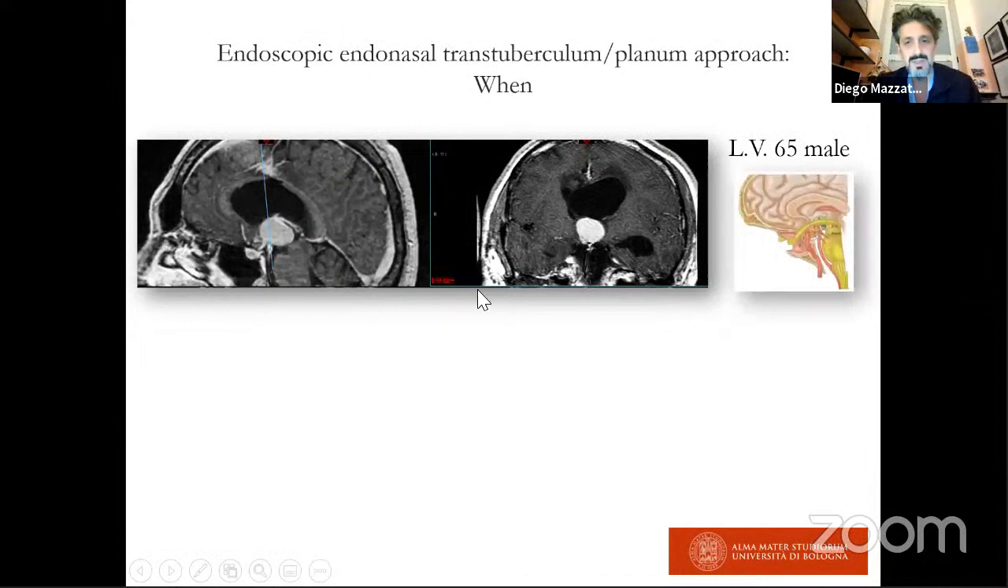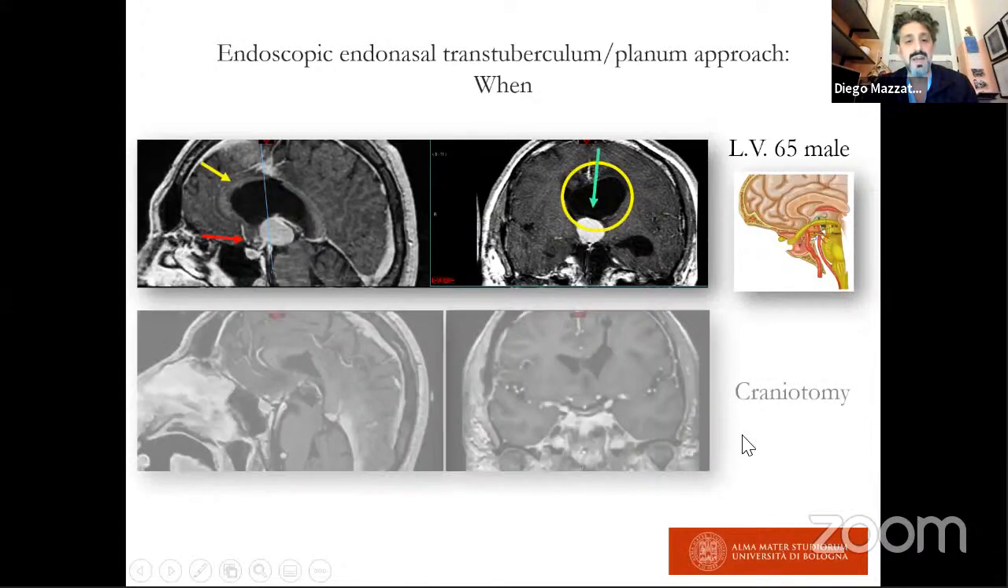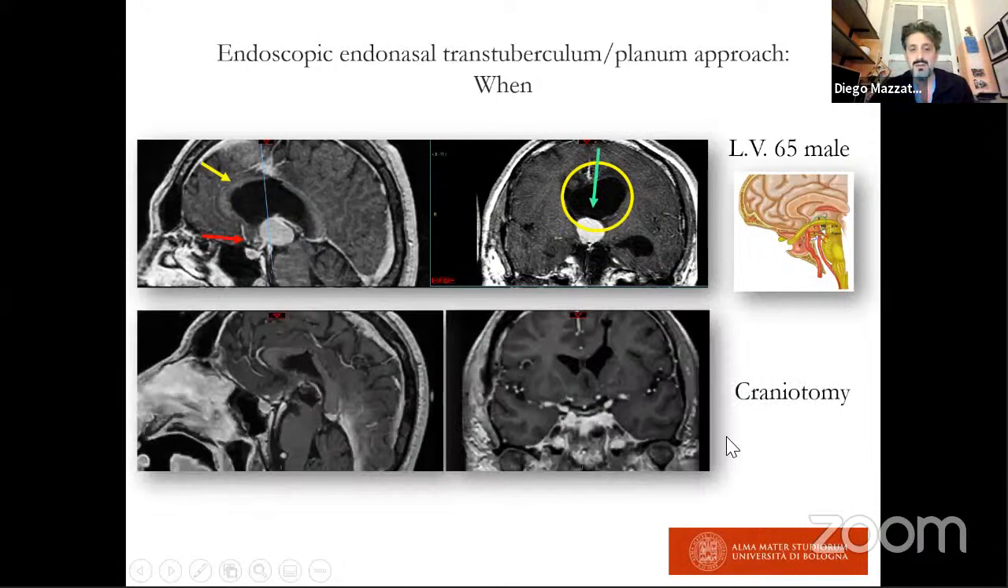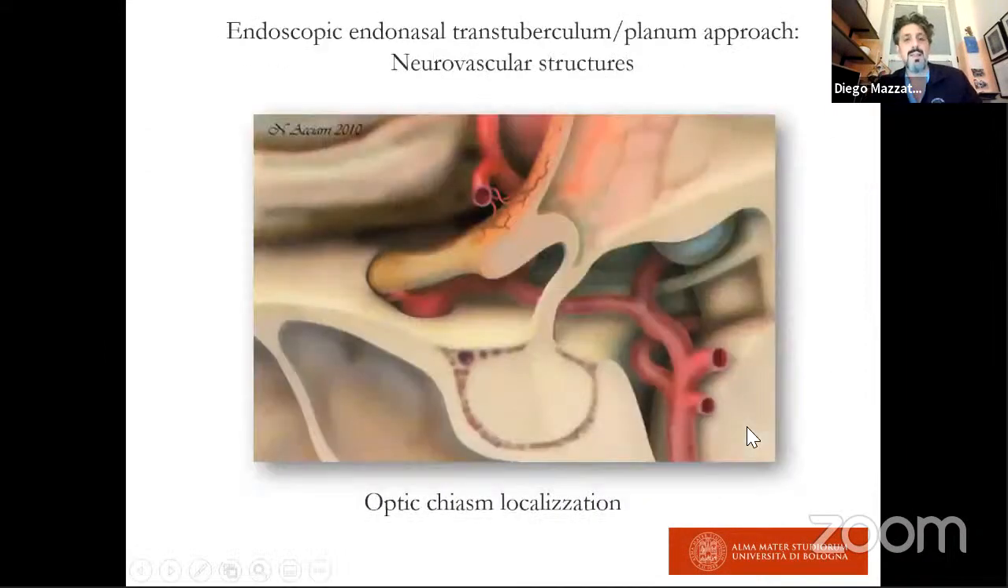Same position, same lesion, but in this case, there is a very important ventricular dilatation. The A1, A2 complex are located in front of the tuberculum sellae region. This was the chiasm, and obviously we chose the transventricular approach, and we achieved the radical gross total removal.